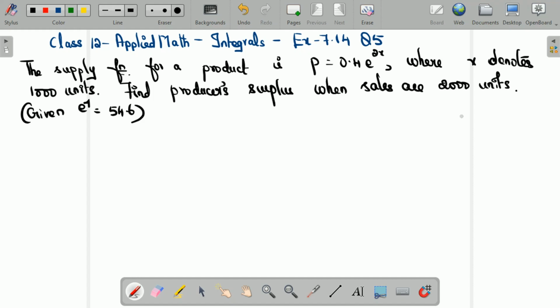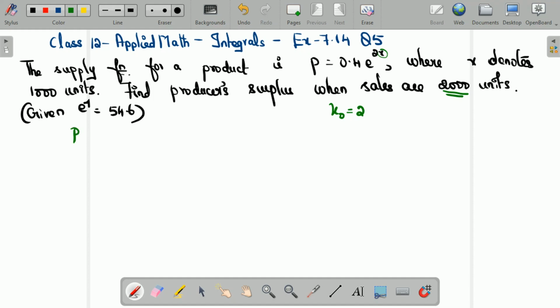See, here 2000 units does not represent x naught, because here the p function says that it is equal to 0.4 into e^(2x), where x is 1000. So when I say x is going to be 2000, it simply refers to x naught being equal to 2. Only then it is 2 times 1000, so that is what will be x naught.